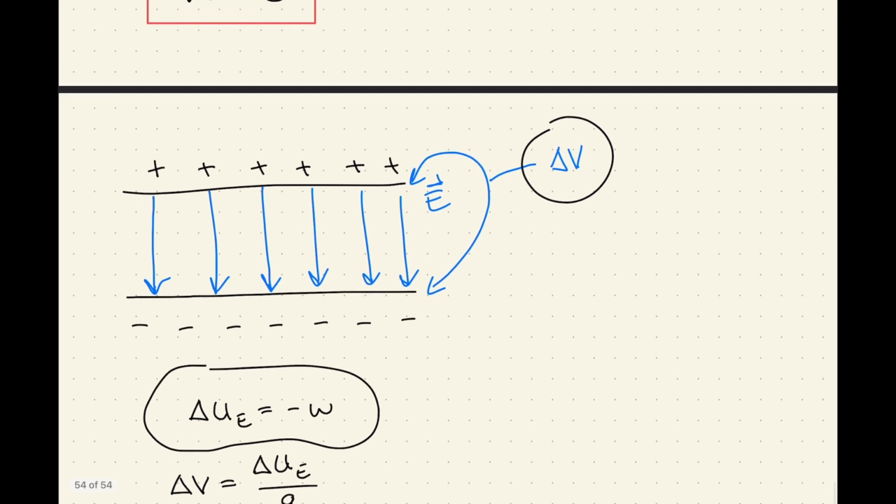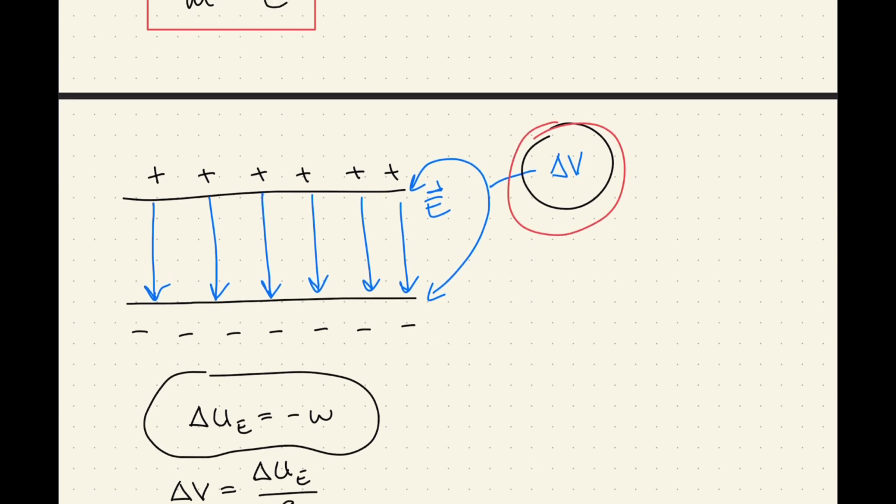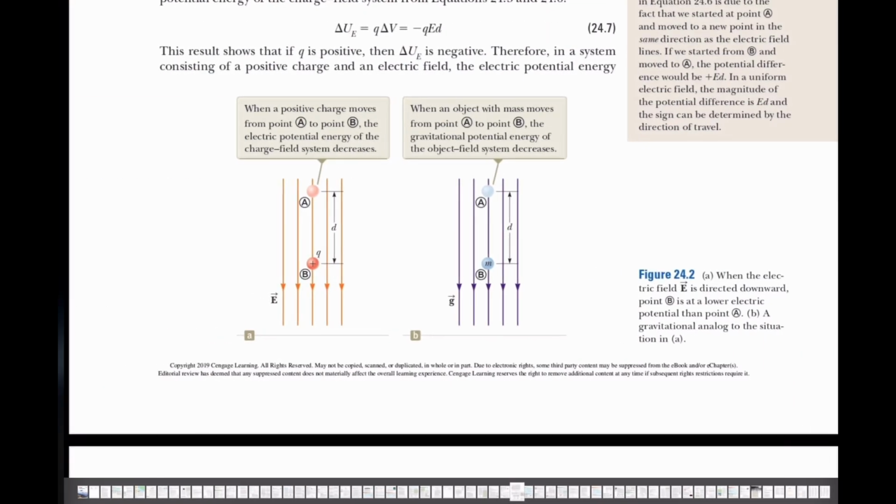But first of all, how do we find the electric potential in this region? Well, remember the equation that we've used is negative integral electric field dot ds. So they show you this in the book over here.